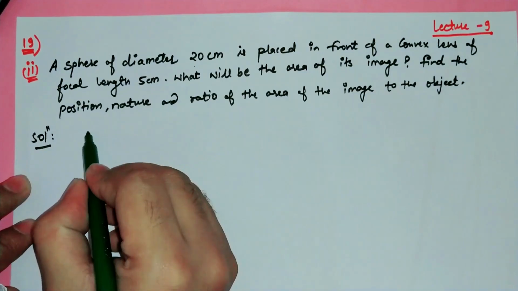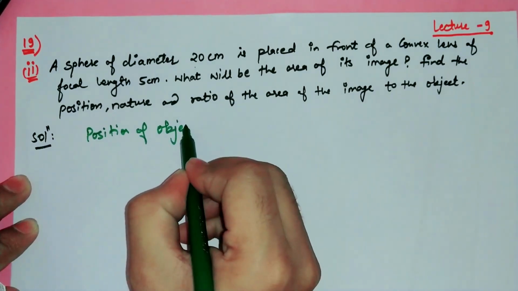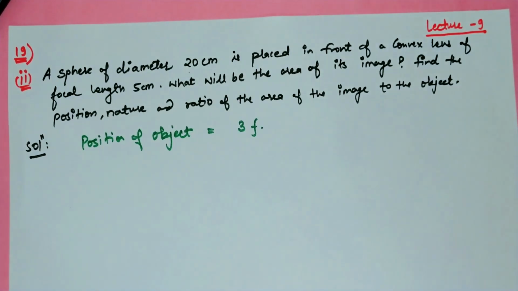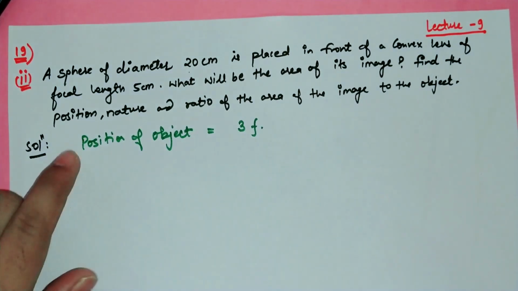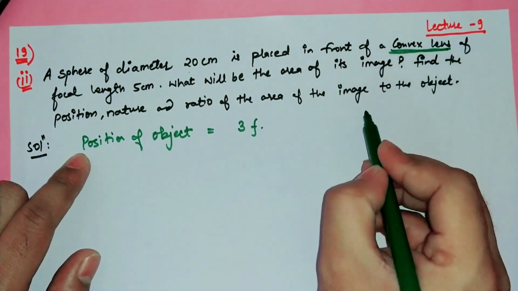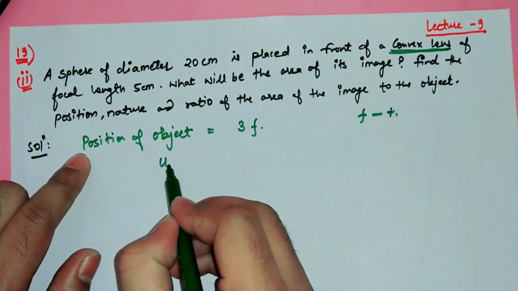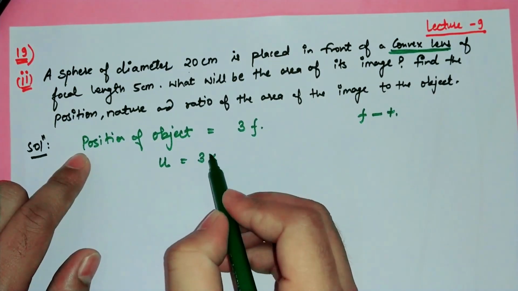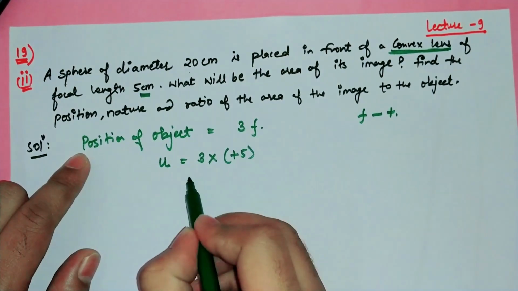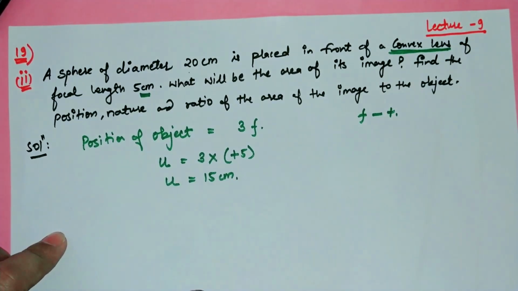Position of object is equal to 3 times its focal length. Now the lens is a convex lens, so focal length f is positive. Position of object is denoted by u. So u will be 3 times the focal length. Focal length is 5 cm, so 3 times 5 is equal to 15 cm. Now u is 15 cm.